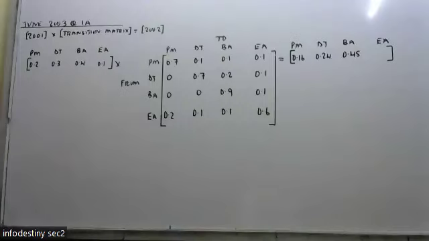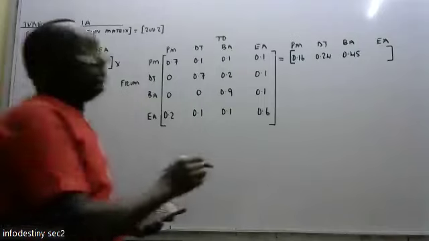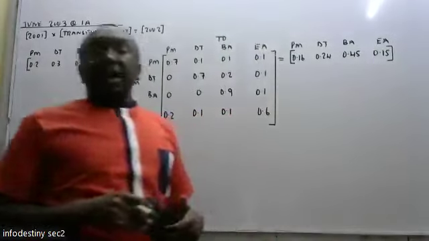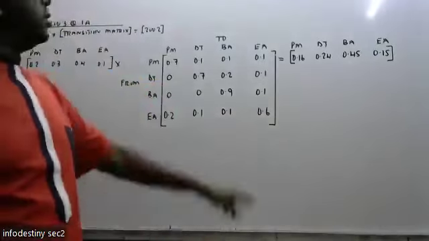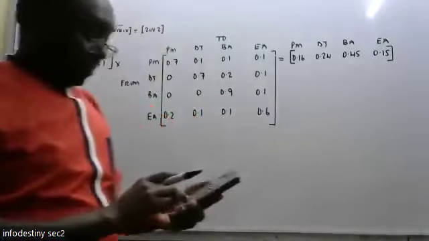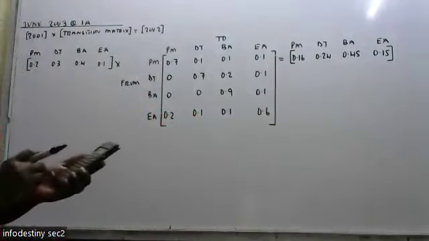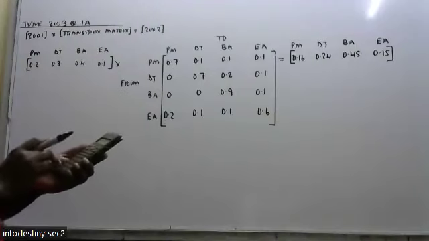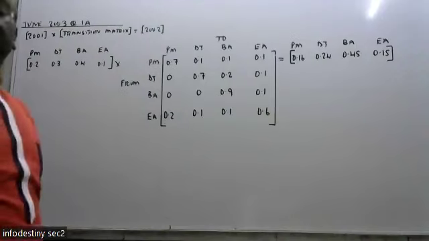0.2 times 0.1 plus 0.3 times 0.1 plus 0.4 times 0.1 plus 0.1 times 0.6 is 0.15. And as you can see, these ones, they are adding to 1. If you add them, 0.16 plus 0.24 plus 0.45 plus 0.1, they're adding exactly to 1.